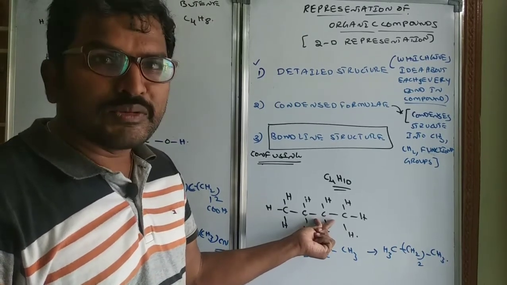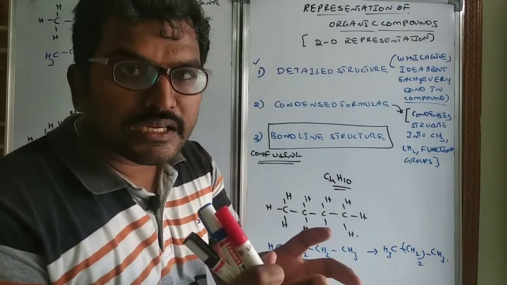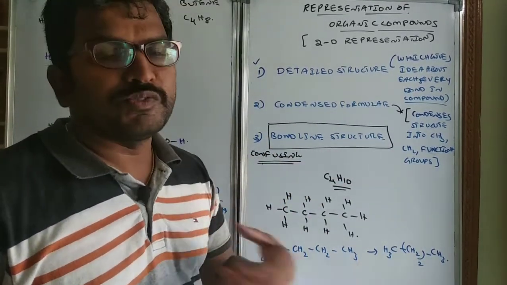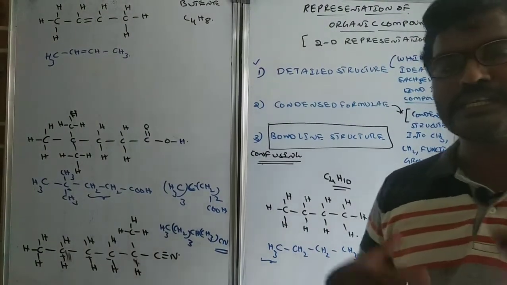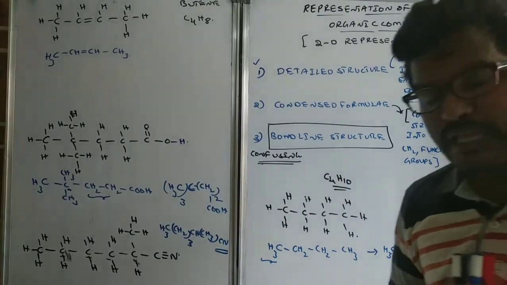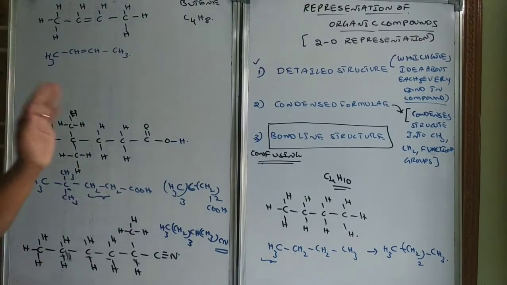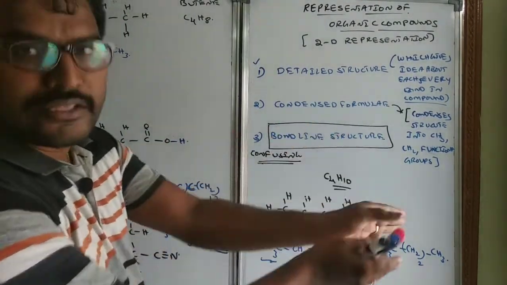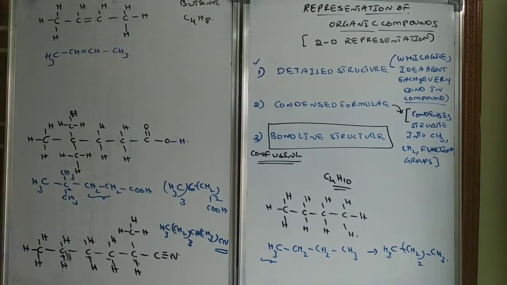See here, writing this one takes more time, here also more time. If you can condense the organic compound structure into bond line structure, you can do problems very easily. The speed of doing organic problems, though you know the reagents and everything, if you don't know how to represent that into bond line structure, it will eat your time during problem solving. Let me tell you what this bond line structure is and what the guidelines are to write it. Have a look at this.